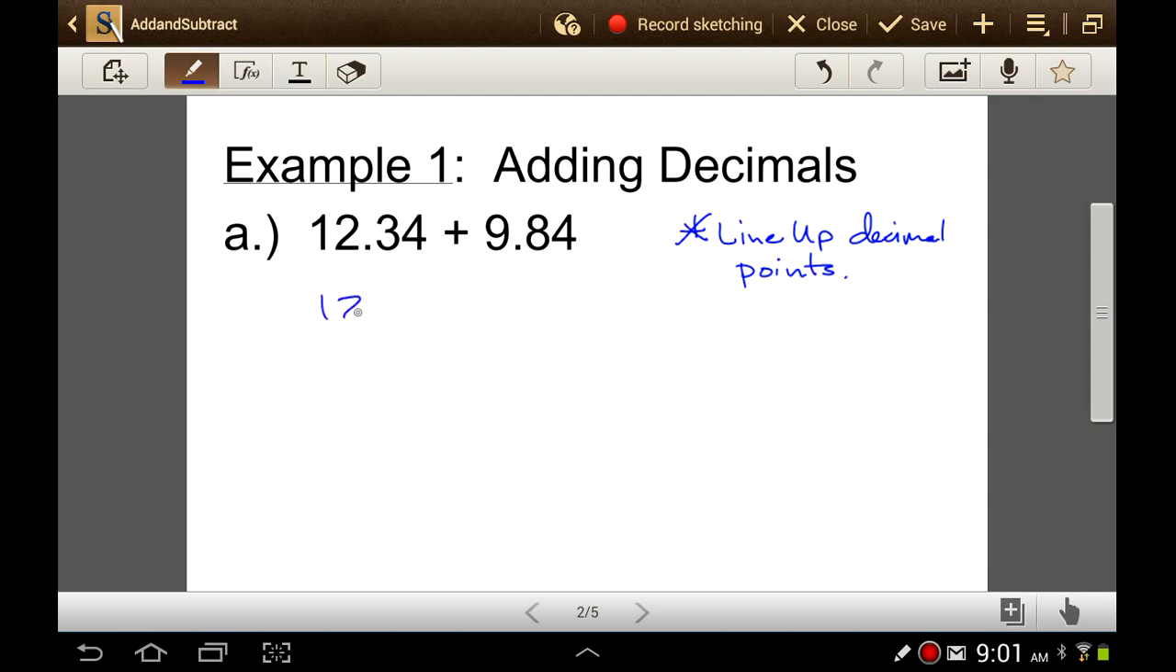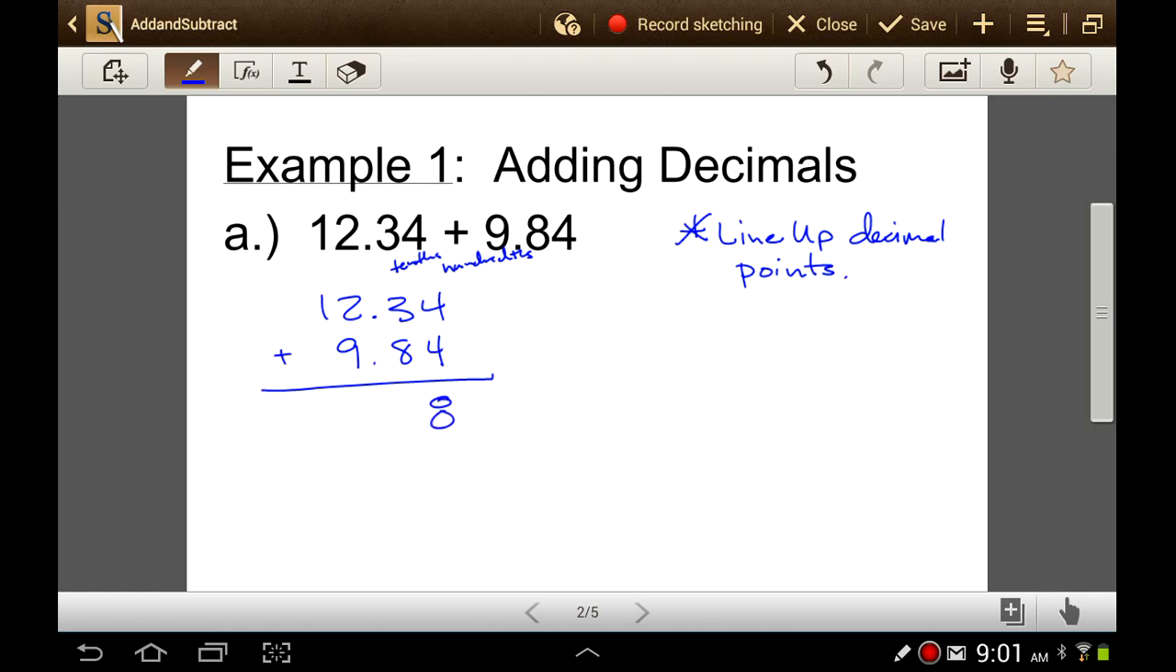So I'm going to do 12 and 34 hundredths plus 9 and 84 hundredths. So I have my place values stacked on top of each other. I have my tenths, my ones, okay, and then remember this is the tenths place and this is the hundredths place. Okay, and those have to be stacked. Now I can add down. I have 4 hundredths and 4 hundredths. That means I have 8 hundredths.